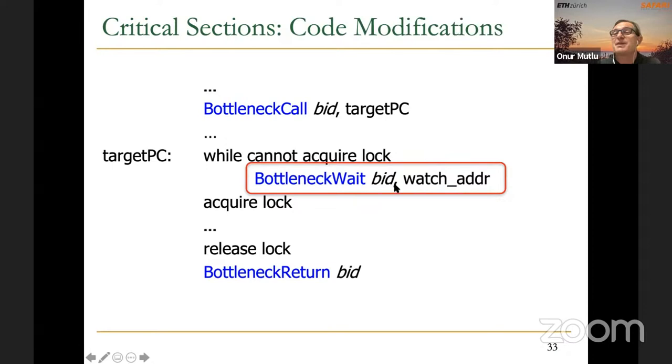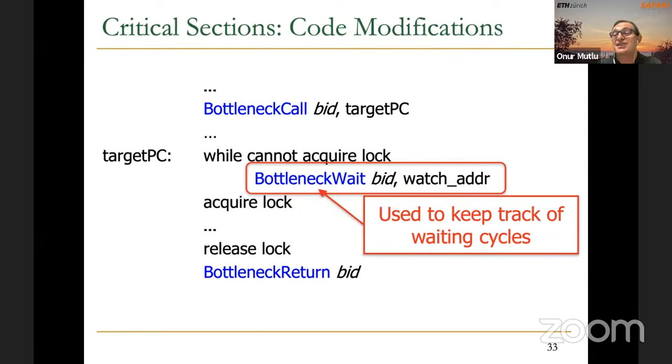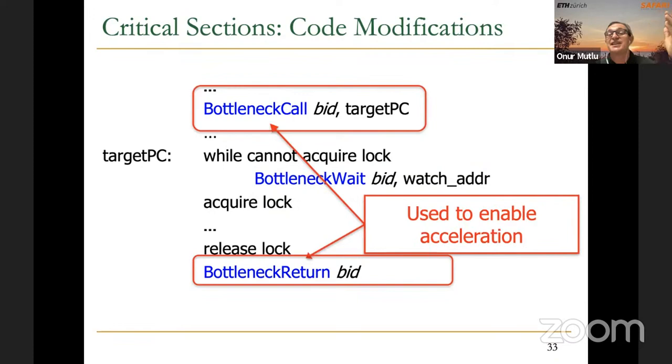So this is used to keep track of waiting cycles. I'm going to show you an example of this. And these bottleneck call and bottleneck return are used to enable acceleration by delineating the critical sections.